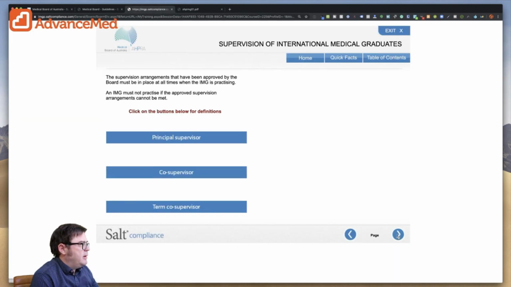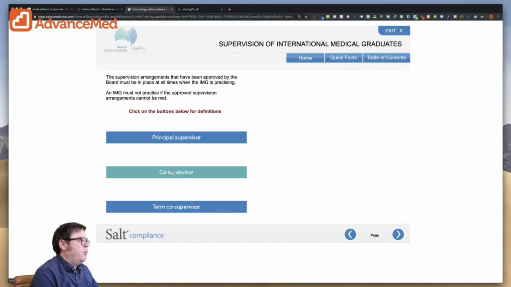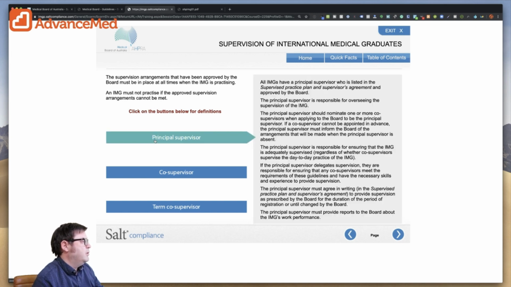See, I can go past this. Yeah, so anyway, I would probably make this one the first stop, can't pass without clicking on everything, just to make sure people are watching and reading. Supervision arrangements have been approved, must be in place at all times. Click on the buttons below for definitions.